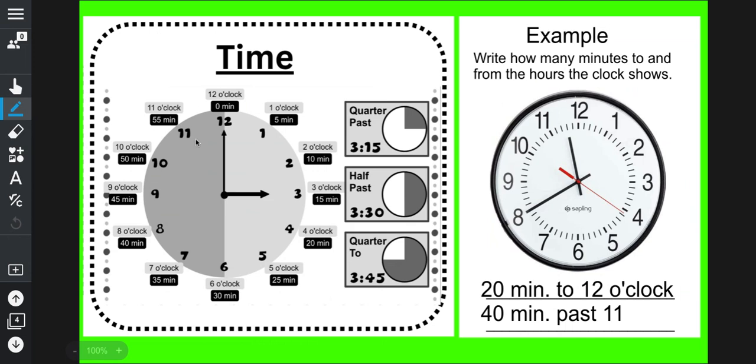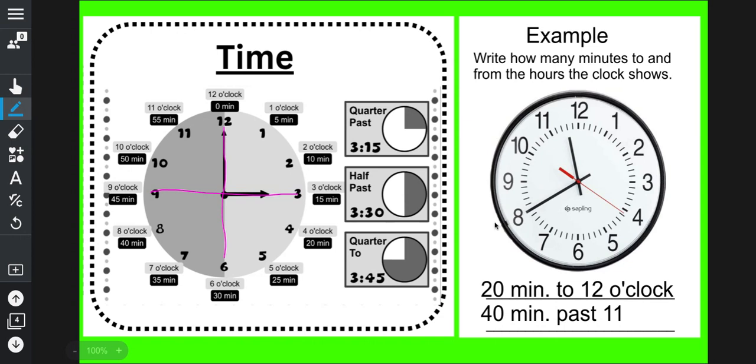Now, when we have the minute hand to the 3, we call that quarter past. We are a quarter of the way around our clock. If we split our clock into 4 quadrants, that's how you can see the quarter. And think money. If we have 4 quarters, we have $1. So 4 parts, we have quarter past. If we're all the way to the 6, it's half past. And if we are to the 9, we are quarter to the new hour.